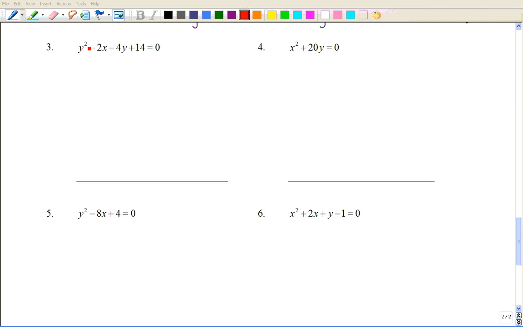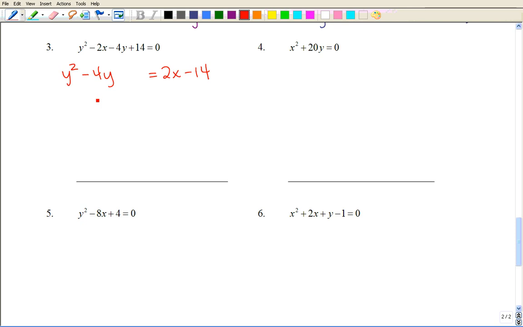Number 3. So we have a y squared term. That means this is going to be horizontal, so I'll leave the y over here and anything else that has a y, so minus 4y. Everything else moves to the other side of the equal sign. So I have equals a positive 2x and then minus 14.